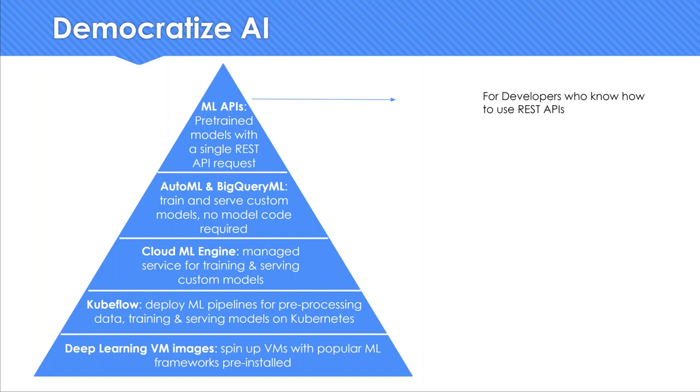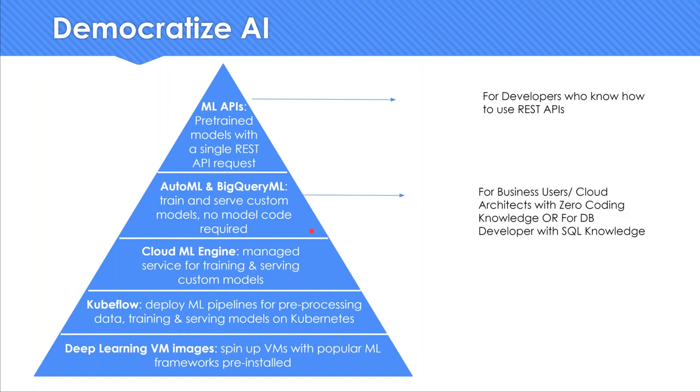Now, for one category, we have fulfilled their requirement. Now, the second category: AutoML and BigQuery ML. So what are these things? Basically, if you are a business user or a cloud architect with zero coding knowledge, you don't know Python or any programming language, but you still want to build a model because you have a specific requirement, then AutoML could be a good choice.